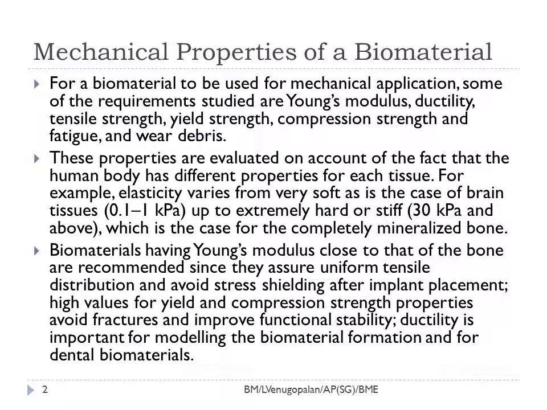Now, it is impossible for us to have a unique biomaterial for each and every tissue of the human body. That's not possible. So we have to make some adjustments. That's why for anything that is hard and rigid as a bone, for example, the tooth should have biomechanical properties closely resembling that of the bone, because they assure uniform tensile distribution and avoid stress shielding after the implant placement. High values of yield and compression strength properties would avoid fracture, and if fracture is avoided, functional stability improves.